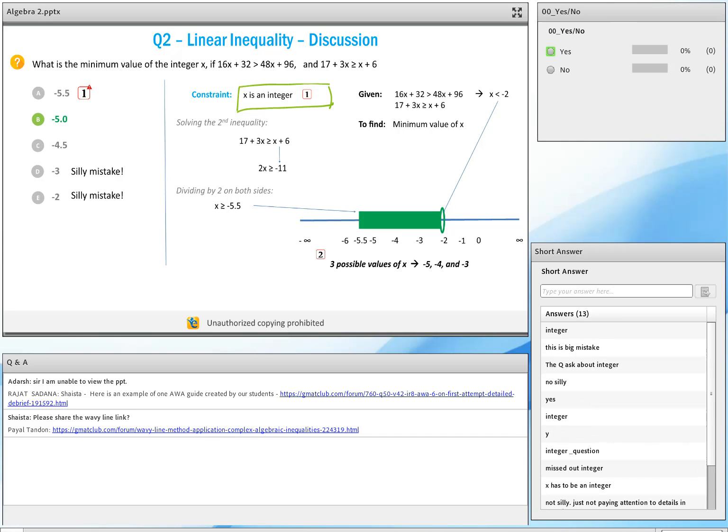Okay, good. So again, another learning here, process skill: identifying and applying constraints, very, very, very important process skill. And this skill is applicable across the board, not just in algebra. It's applicable very much in number properties, very much in geometry, every single section in quant. This process skill is applicable.